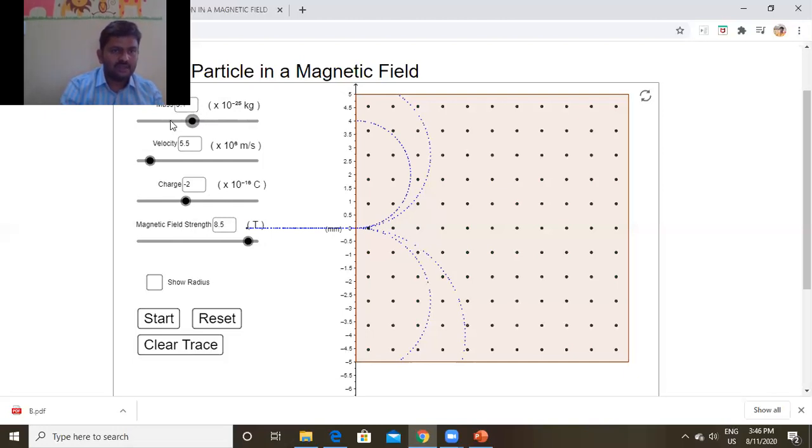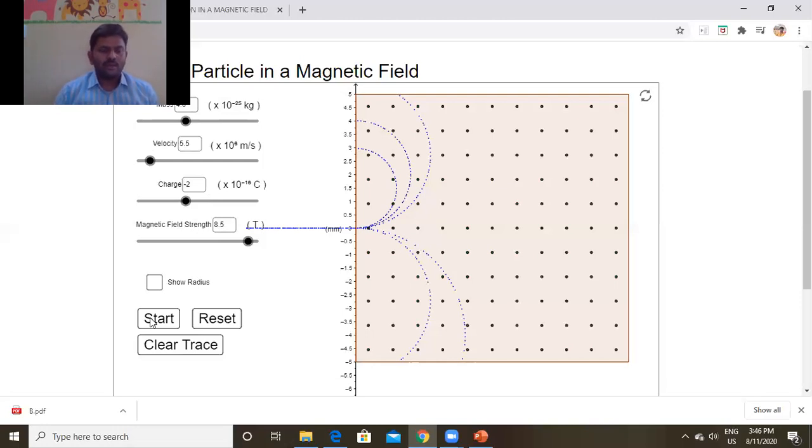What happens? Okay, right. Again, I am starting this simulation. If the velocity is reduced, the radius of the circular path is reducing. If the mass is reduced, even then the radius of the circular path is reduced. That means mass, velocity. We say if the momentum is reduced, whatever may be the physical quantity, mass or velocity, momentum is affected by the change in both of them.